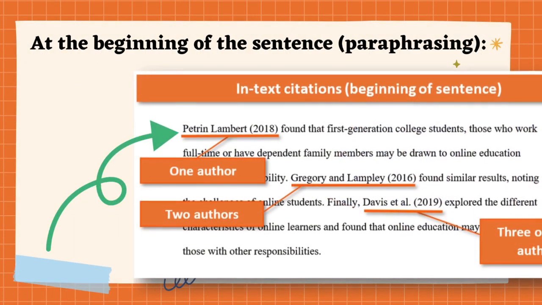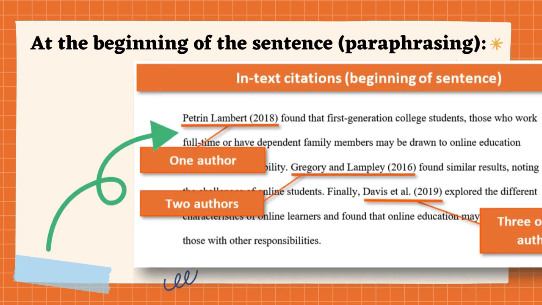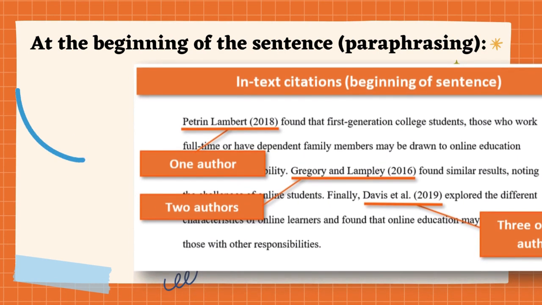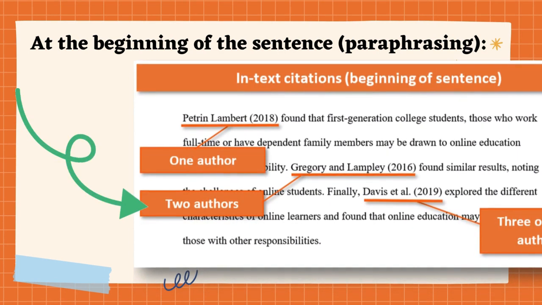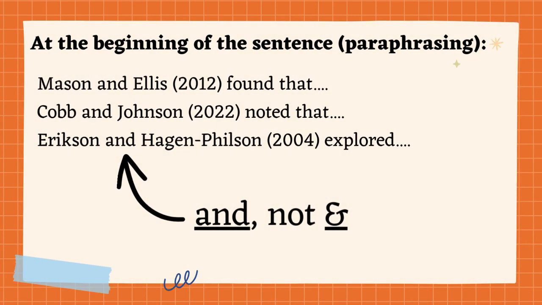You can see that with one author, in this case Petrin Lambert, which was one last name, you do the last name, then the date the article was published in parentheses, then what the study found. With two authors, you do the two last names, Gregory and Lampley, and then the date in parentheses and what they found. It's important to note that when you do an end of the sentence citation, you'll use an ampersand. When it's at the beginning of a sentence, you'll type out the word "and," as you can see in these examples of two author citations.